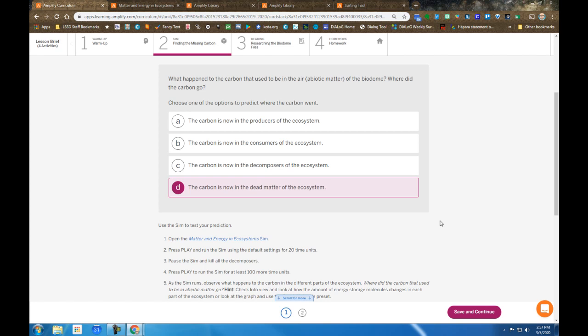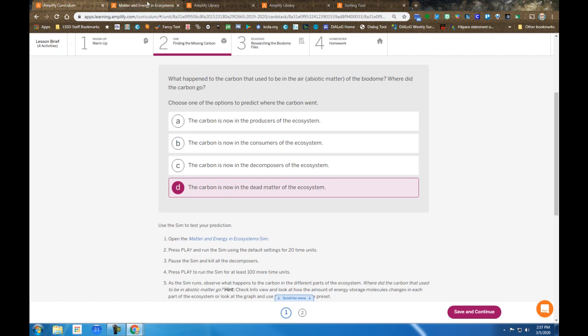Okay? At this point, you've tested the lack of decomposers. You've reduced the decomposers enough times to know that when you do that, the dead matter, energy storage molecules, builds up in the soil. It's not released as carbon dioxide back into the abiotic air, and it doesn't make it available for the producers to make energy storage molecules to be passed on to the consumers.